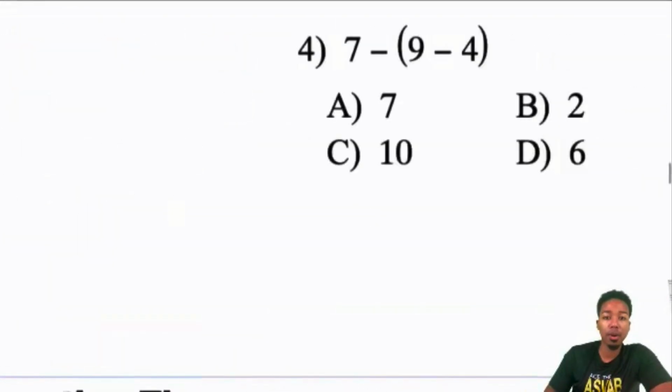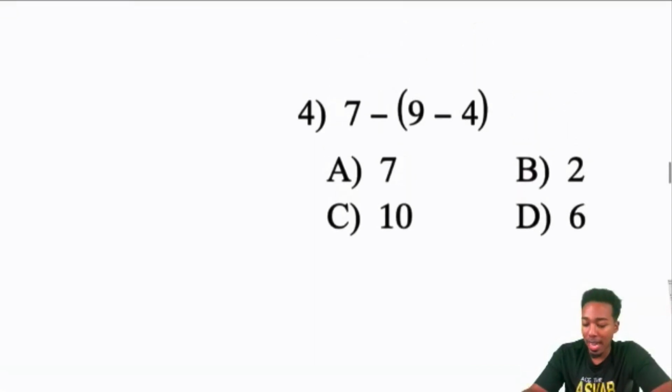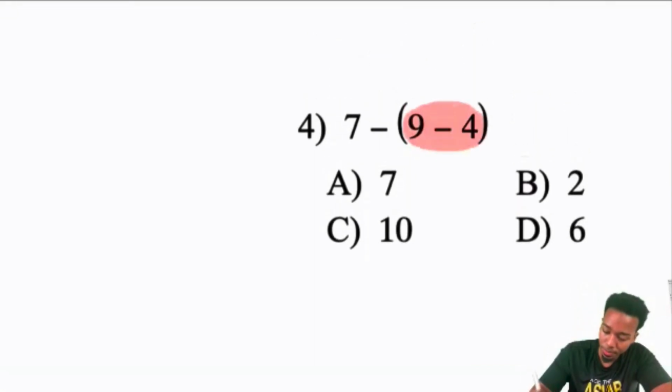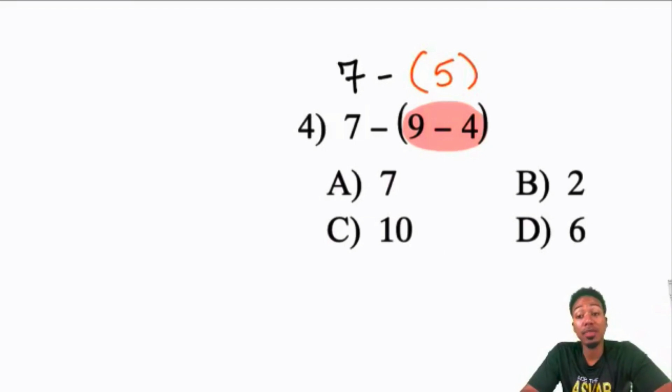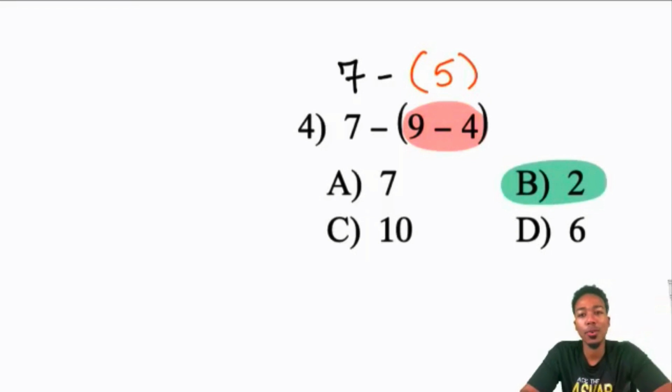All right. Moving forward, number 4, we have 7 minus parentheses 9 minus 4. So let's take care of things nice and slow the right way. Everybody, 9 minus 4 is going to give us what? Good. 9 minus 4 gives us 5. And then we line up that 7 that we had earlier. So we have 7 minus 5. Everybody, 7 minus 5 is... correct. So it's 4 right there.